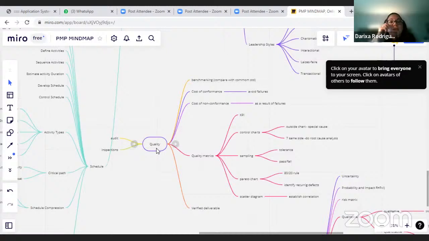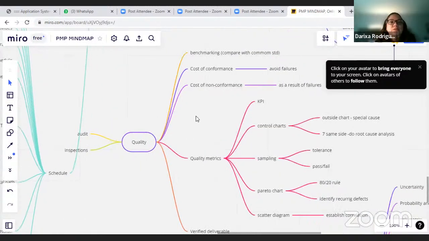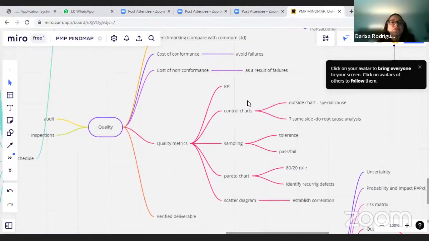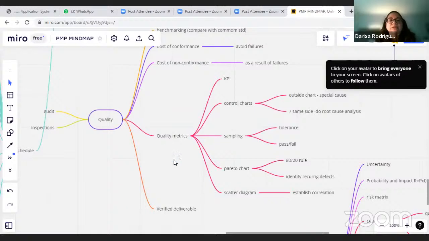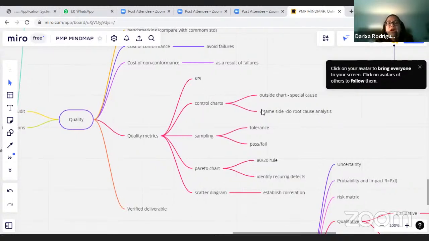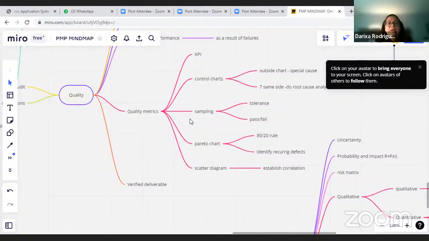Okay, perfect. Quality starts with benchmarking. We compare with common standards. There's the cost of conformance, which is what we incur to avoid failures, and there's the cost of non-conformance that occurs as a result of failures. We have quality metrics, and in that we can use KPIs. We also have control charts. When we have a data plot outside of the chart, that's a special cause that we investigate. And then we also investigate if there are 7 plots on the same side of the chart, and we need to do a root cause analysis.